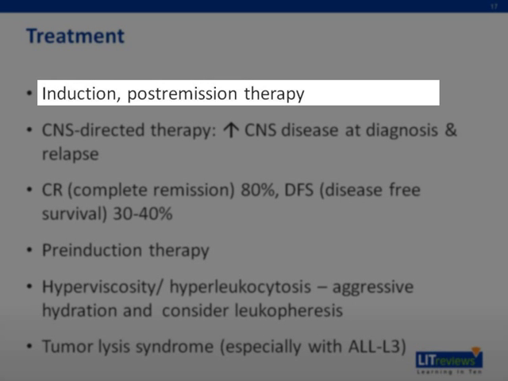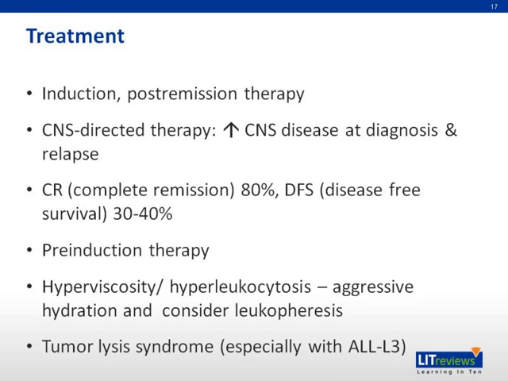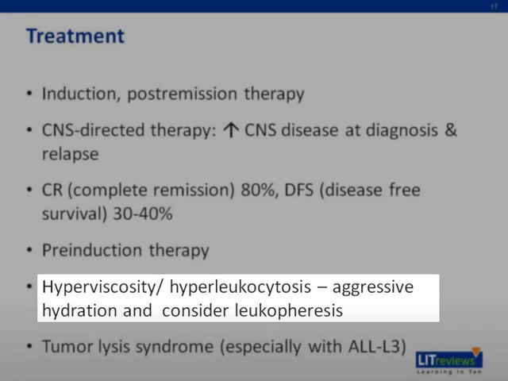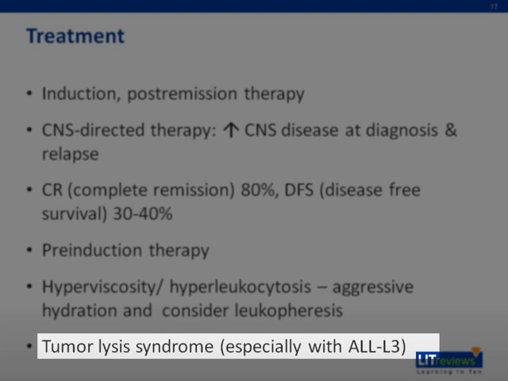Treatment involves induction chemotherapy, followed by consolidation or post-remission therapy. CNS prophylaxis is crucial in ALL. Overall, long-term survival in adult ALL is in the order of 30 to 40%. When blast cells are very high, there is a worry of hyperleukocytosis. Tumor lysis syndrome is particularly common in ALL-L3 or Burkitt lymphoma.